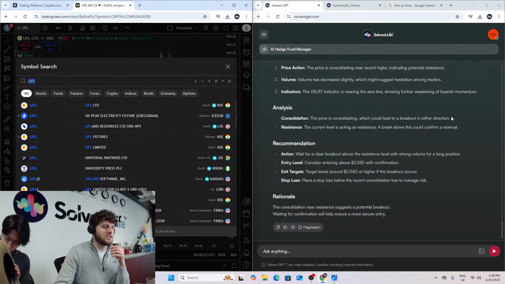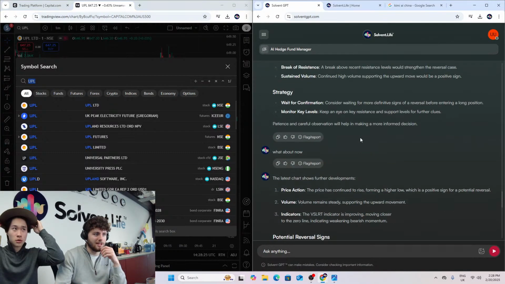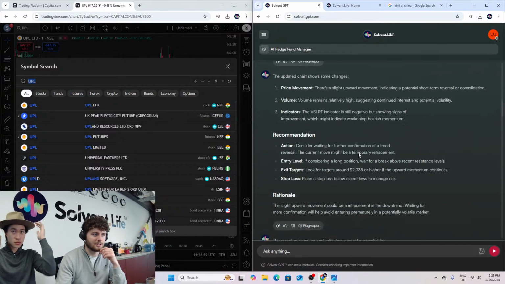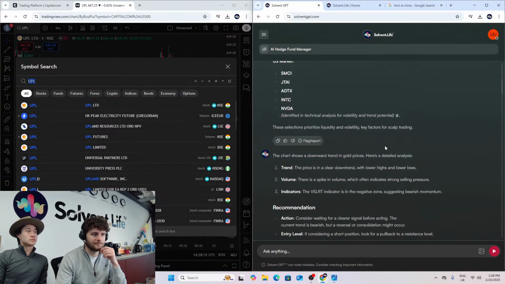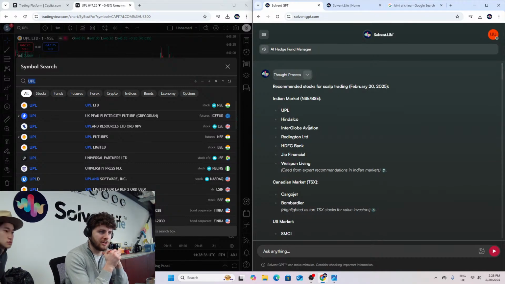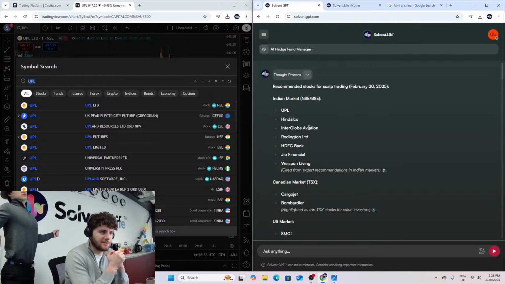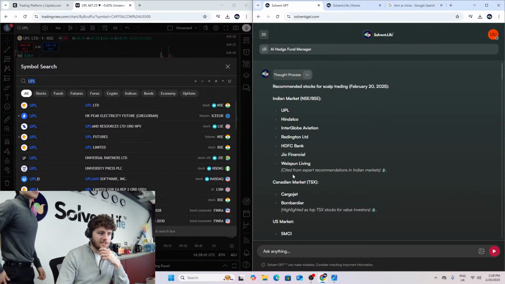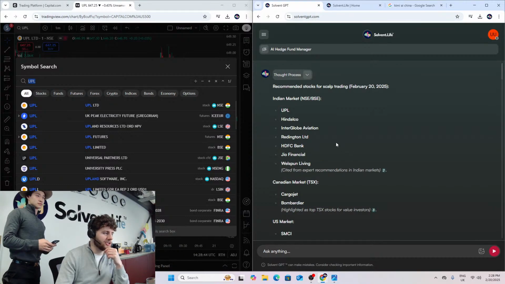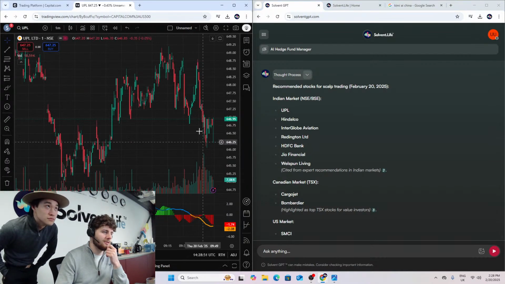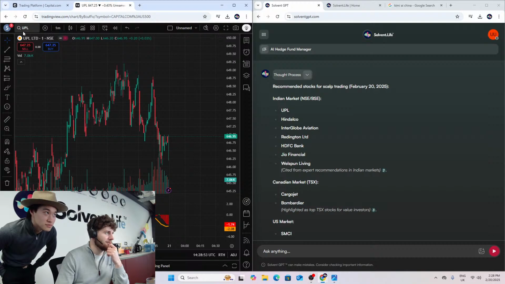So we're going to trade some Indian stocks. We were actually recommended some Indian stocks here. UPL, Hindalco, Interglobe Aviation, Reddington Inc., HDFC Bank, Geo Financial, and Wellspun Living. These are cited as expert recommendations in Indian markets. Fantastic. Drop a comment and we will look into some of these Indian markets.